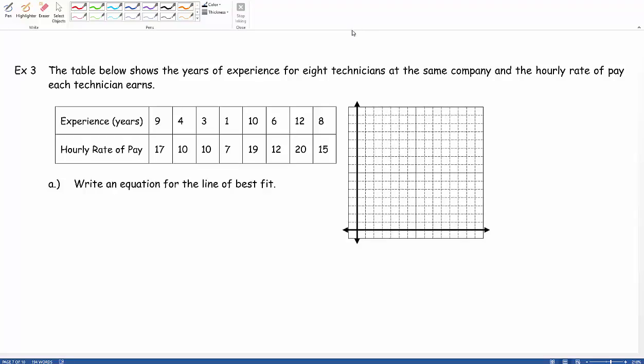Here we are at our example 3A from our 2.6 set of notes. We're asked, here is the table showing the years of experience that each technician has served for a company and their corresponding hourly rate of pay.